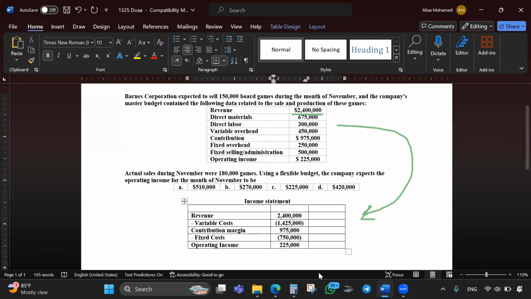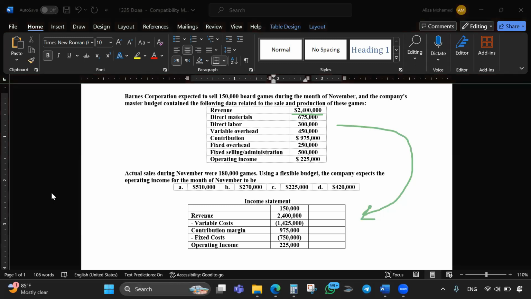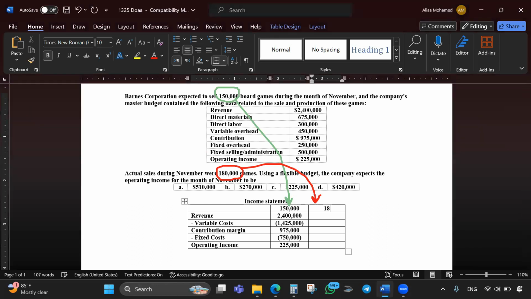This income statement is divided into two sections. One section is for 150,000 units, which were budgeted. As you see, the budgeted amount above here is 150, so I wrote here 150. And then the actual production was 180,000 units. So I repeat my calculation here, but considering that the production changed to 180,000 units.